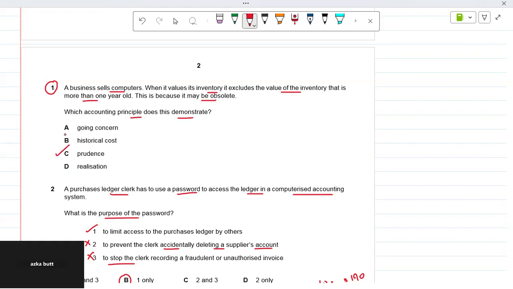First one is going concern. This principle assumes that the business will continue operating in the foreseeable future. It is not relevant here. Historical cost: this principle states that assets should be recorded at their original purchase cost. It does not apply to the exclusion of obsolete inventory. Realization: this principle states that revenue should only be recognized when it is realized, which means earned. It is not relevant to the inventory valuation. So option C is the right option.